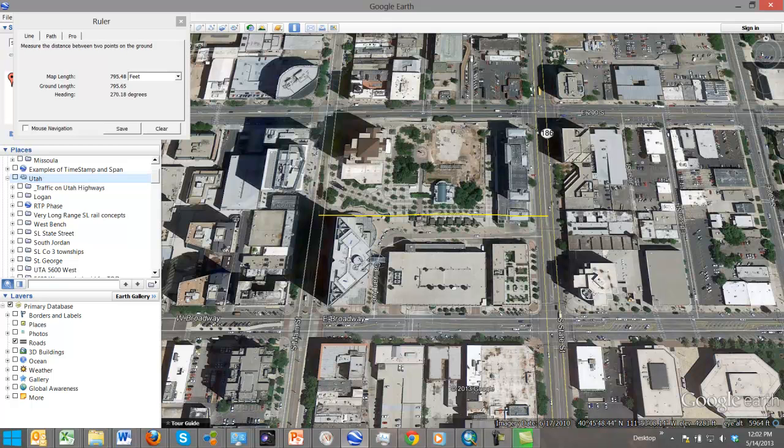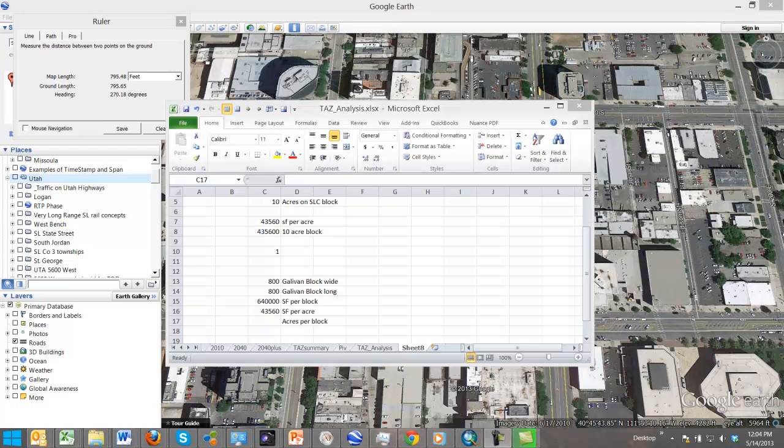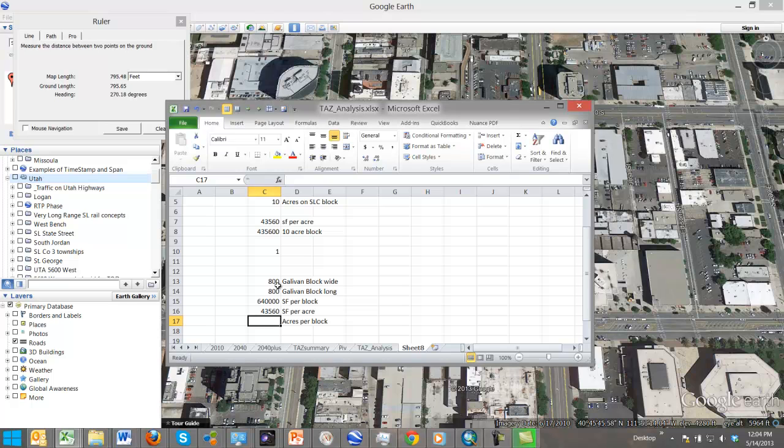So let's put that into our Excel spreadsheet. Alright, so I've put in some of the numbers. We've got 800 foot long and 800 foot wide, which means that if I multiply those together, I've got 640,000 square feet per block. Is that right? Yeah.